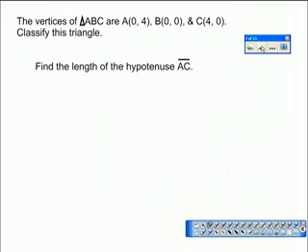Remember, there are 2 ways to name a triangle: by the length of the sides, which should make sense why we're learning the distance formula, right? And by the properties of the angles. After we classify the triangle, we're going to find the length of the hypotenuse.